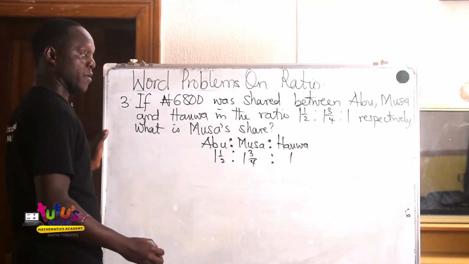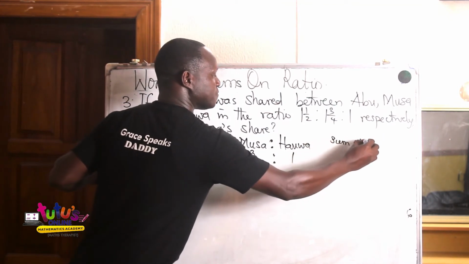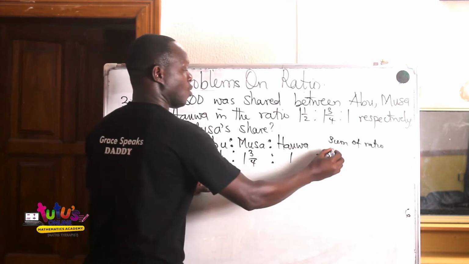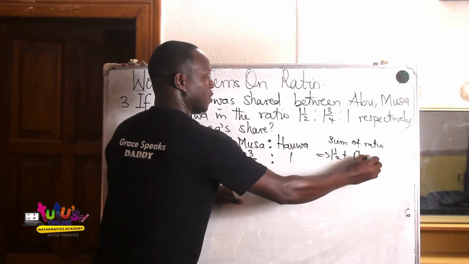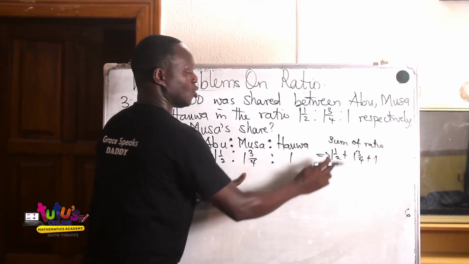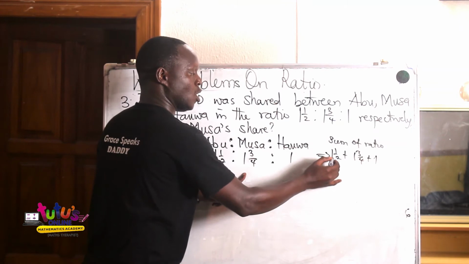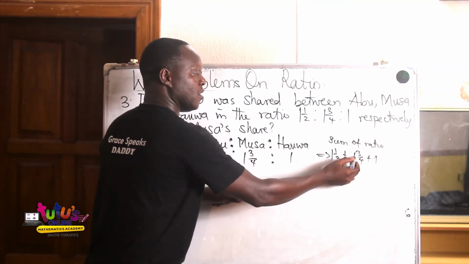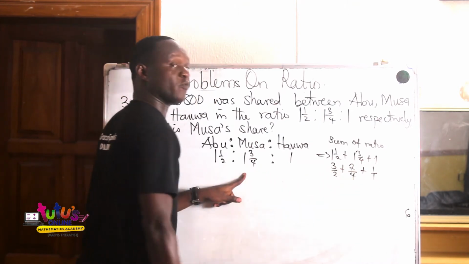Now the first thing you do, remember, we find the sum of ratio. So let's quickly do this here. Sum of ratio. We have it as 1 whole number 1 over 2 plus 1 whole number 3 over 4 plus 1. So convert this one. This gives us 3 over 2. 2 times 1, 2, plus 1, 3 over 2. Plus 4 times 1, 4, plus 3, 7 over 4, plus 1. You can write it as 1 over 1.